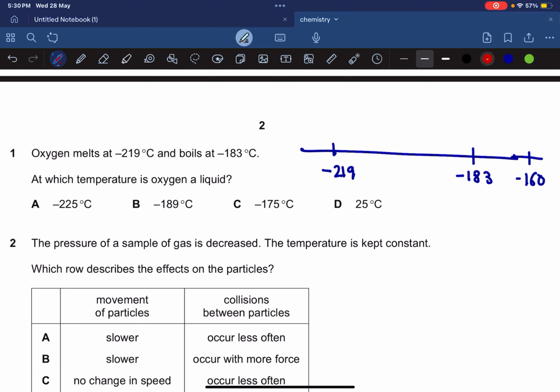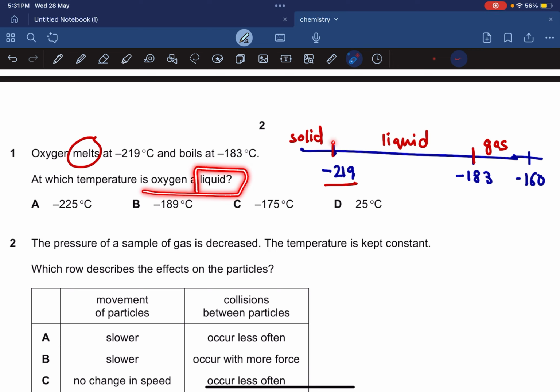Over here, this is the melting point. This means before this line it is solid. Between this melting and boiling point, it is a liquid. And after this boiling point, it's going to turn into a gas for sure. Now let's read each option carefully. At which temperature is it a liquid? So we need a temperature that's between negative 219 and negative 183.